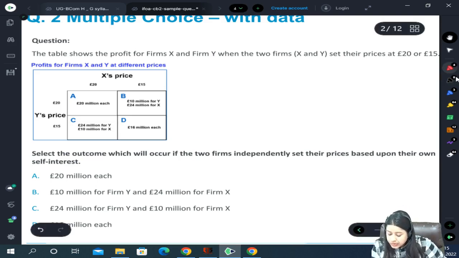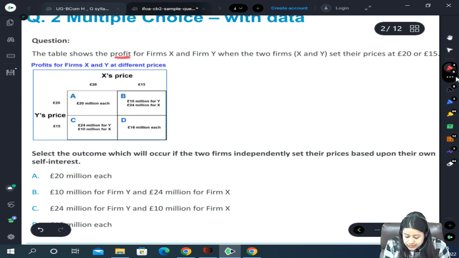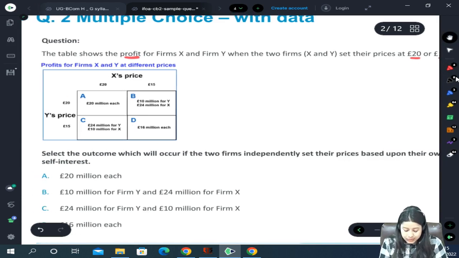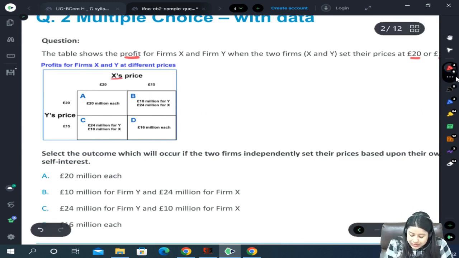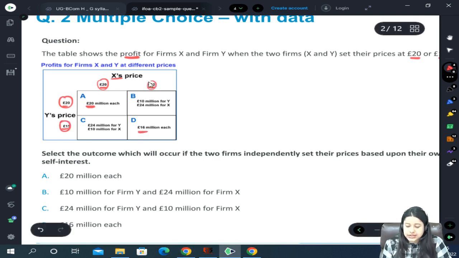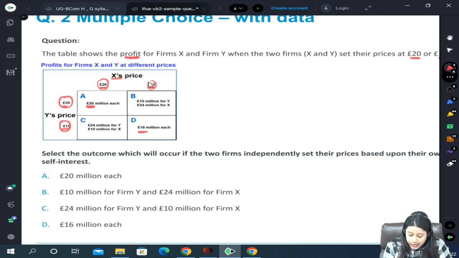Quickly read. The table below shows the profits of two firms, and they set their prices at 20 or 15. So there is a high price and a low price. This is the payoff table which is given to us. This is the profitability. This is X's price, this is Y's price. If both are setting a high price, they are earning 20 million each. If both are setting a low price, they are earning 16 million each. If X is setting 15 and Y is setting the price as 20, then this is what they are earning.